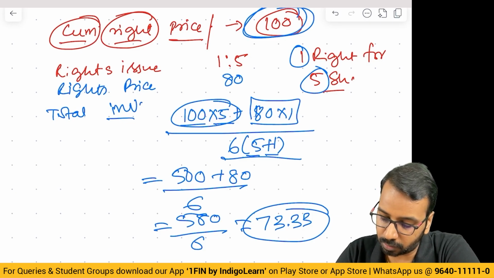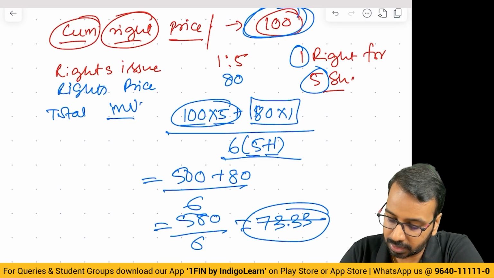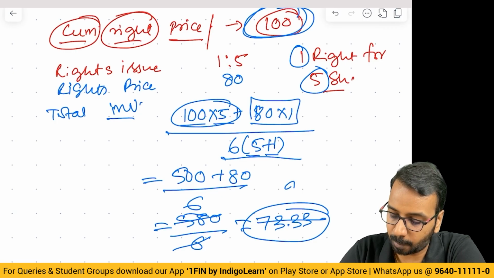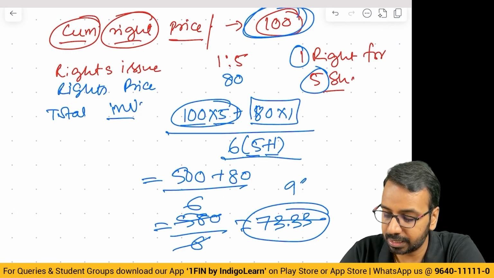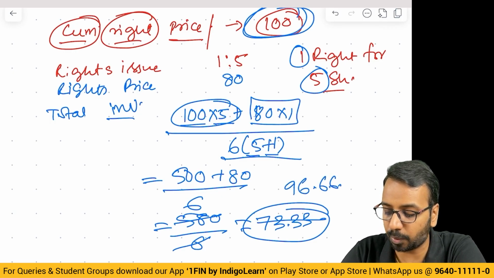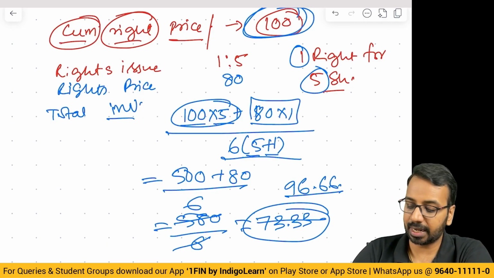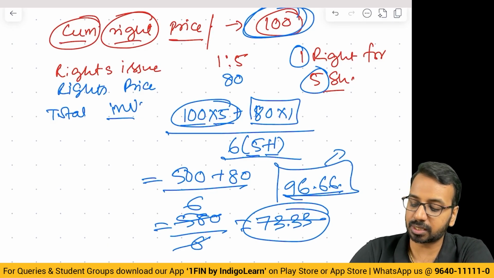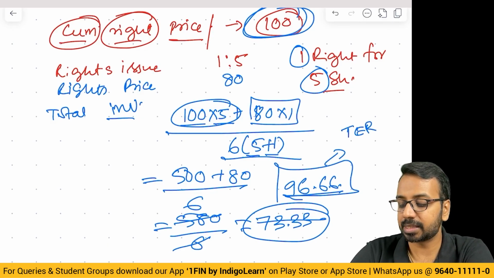580 divided by 6, no, not 70. 6 9s are 54, 40, 6 6s are 36, 96.66. This is called the theoretical ex-rights price.